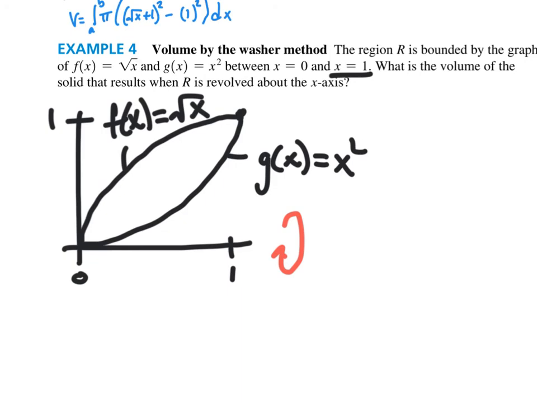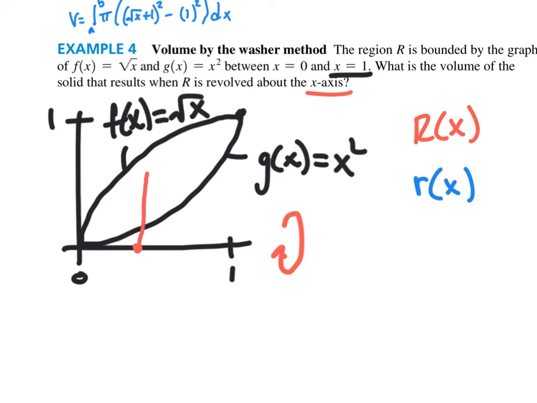And so first things first, okay? My axis of revolution is my x-axis. So I need to find a big R of x, and then I need to find a little r of x, okay? So remember, my big R of x is the distance from my axis of revolution to the function that's furthest away, okay? And that's big R of x. Now, little r of x is the distance from the axis of revolution to the closest function, all right? So that's little r of x.